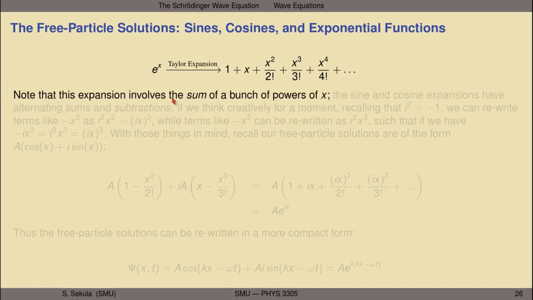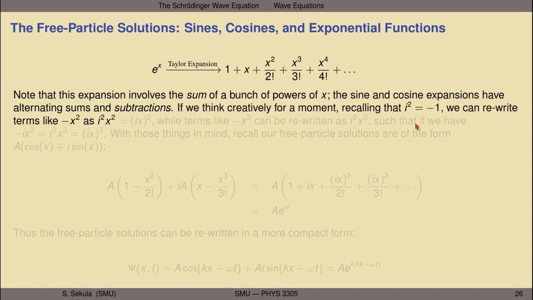So note that while the expansion of e to the x involves the sum of a bunch of powers of x, and the sine and cosine expansions have alternating sums and subtractions, we might use this rule that when you see stray minus signs, they might be indicative of products of the imaginary number i, and we can crack the puzzle. So let's think creatively for a moment, and let's recall that i squared equals negative 1, and that allows us to then rewrite terms like negative x squared, which appears in the expansion of the cosine function, as i squared x squared, or in other words, (ix) all squared. So it's as if we replaced the argument of the cosine function with i times the argument that we started with.